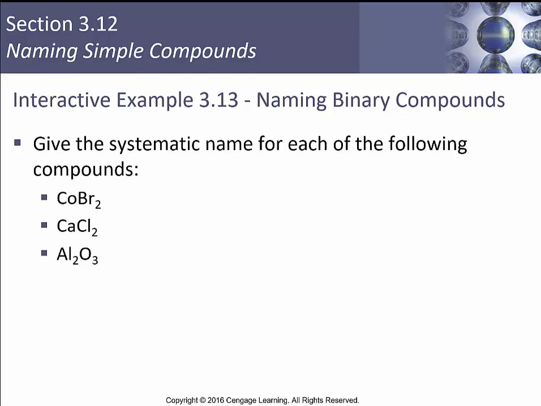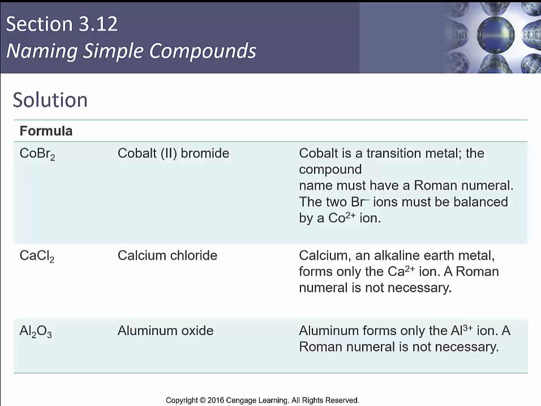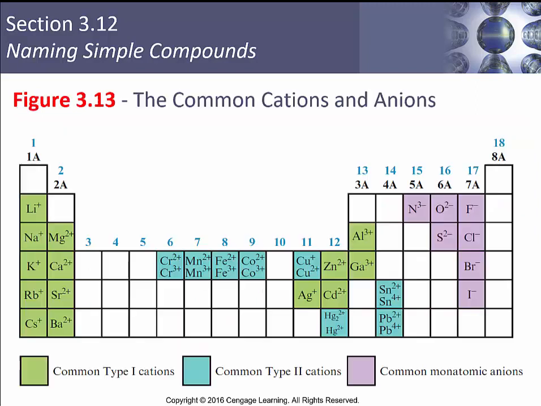All right, we've got different names for these. Our systematic name, because cobalt's got more than one charge state, we know that it's going to be +2 to maintain charge balance with our 2 bromides. So we're going to do cobalt(II) bromide. Calcium only exists as +2, so we don't need to specify with our Roman numerals. We'll just call it calcium chloride. Our aluminum oxide, aluminum only forms +3, so even though our formula is Al2O3, we just need to call it aluminum oxide.